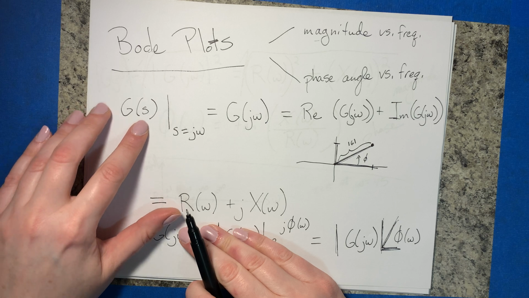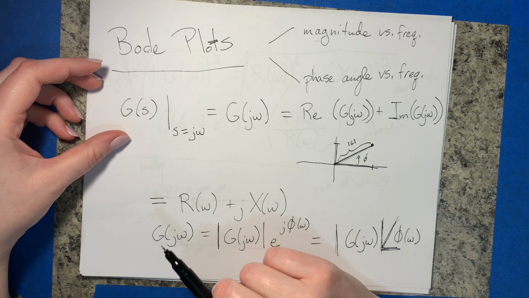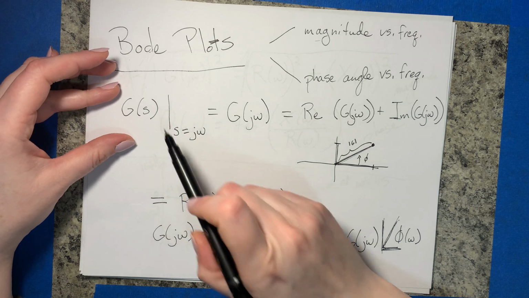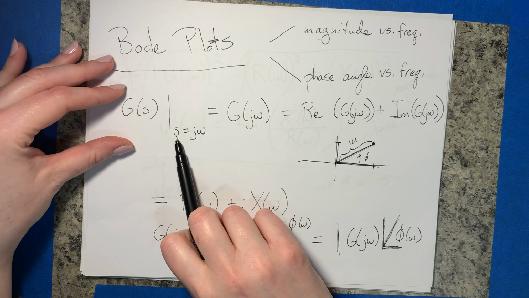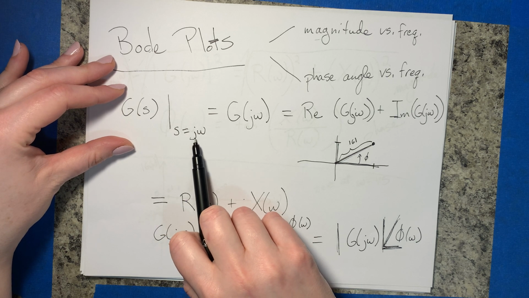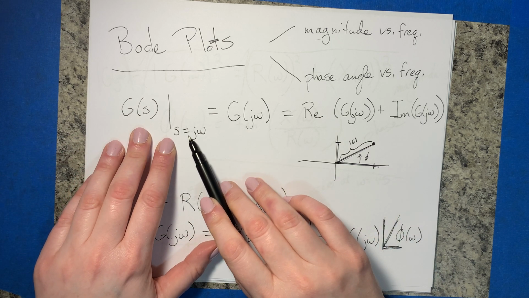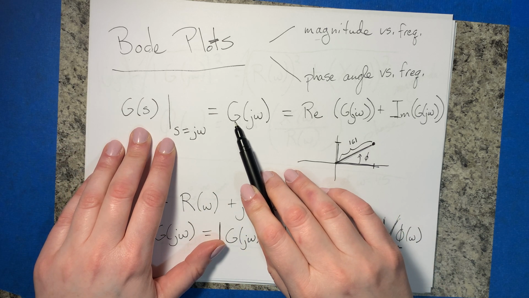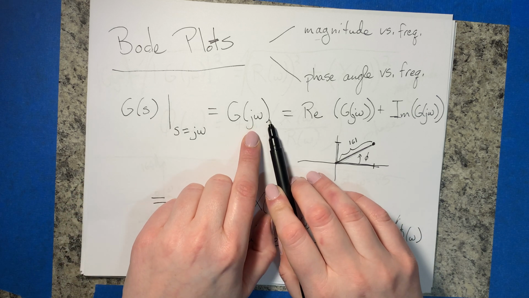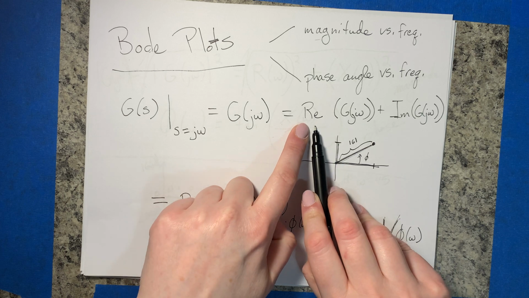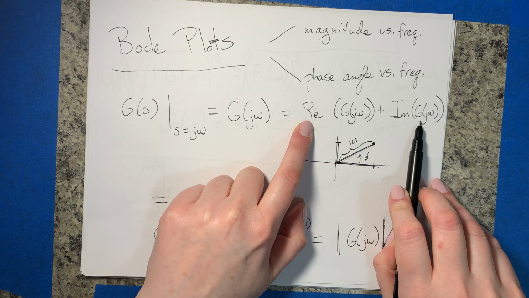But if I look at this, I can't easily say what the frequency information is typically. So what I want to do is reveal that information by making a substitution that S equals j omega. So I make that substitution, and now I'll have a transfer function that is G of j omega. And we can view this as two separate parts. It's going to have a real part and an imaginary part.